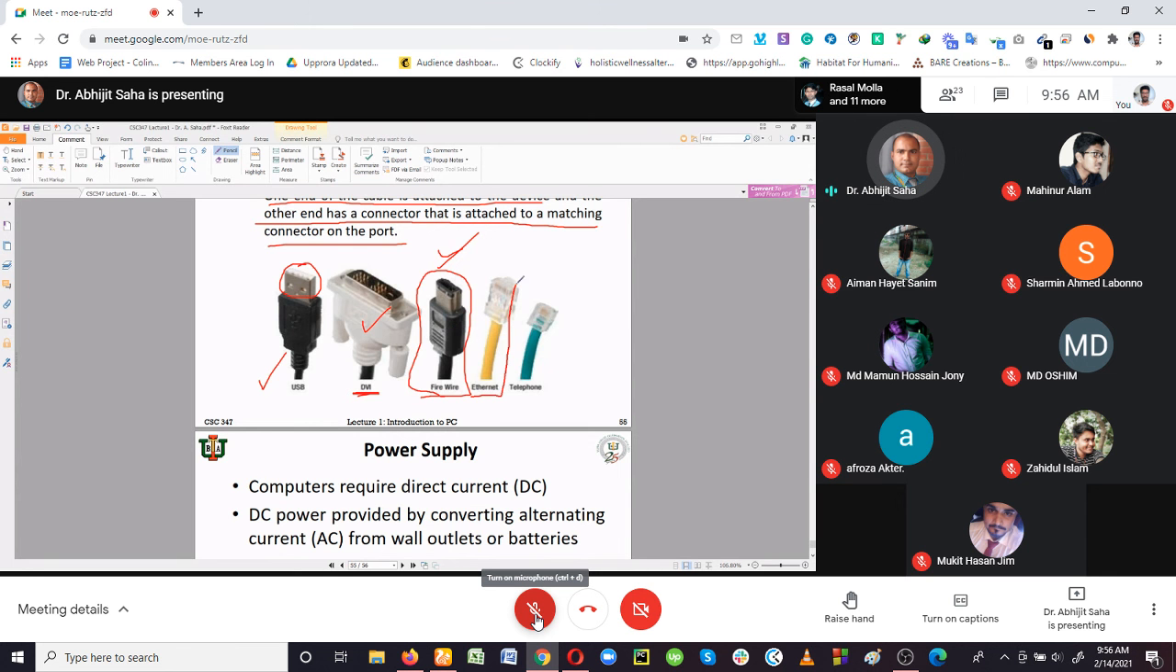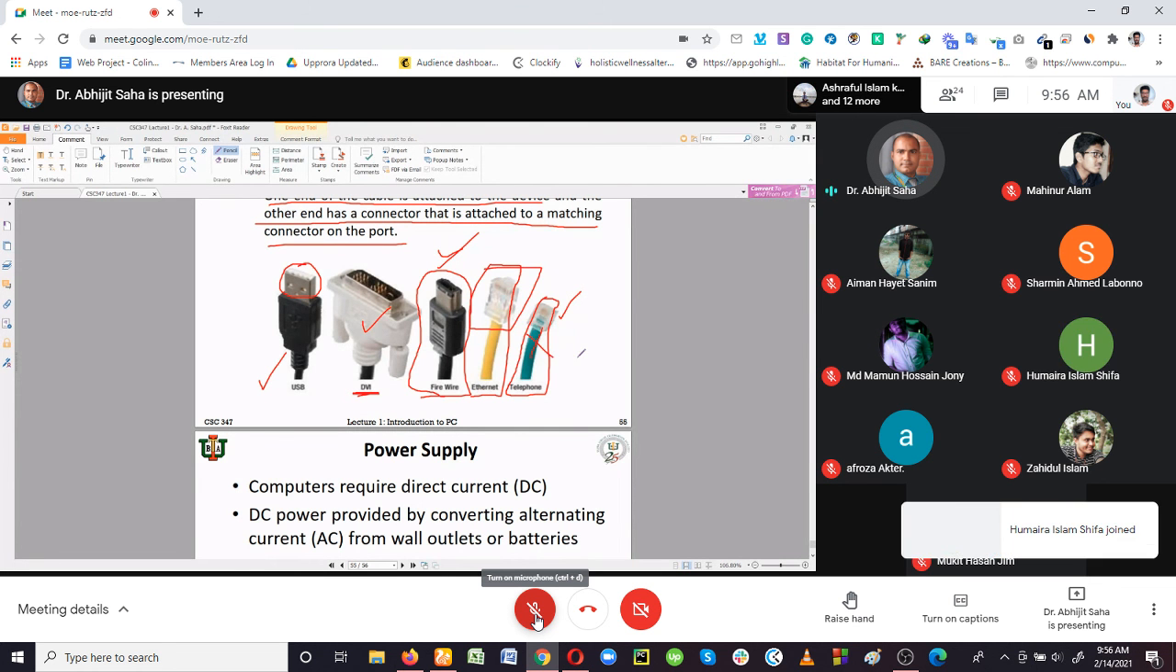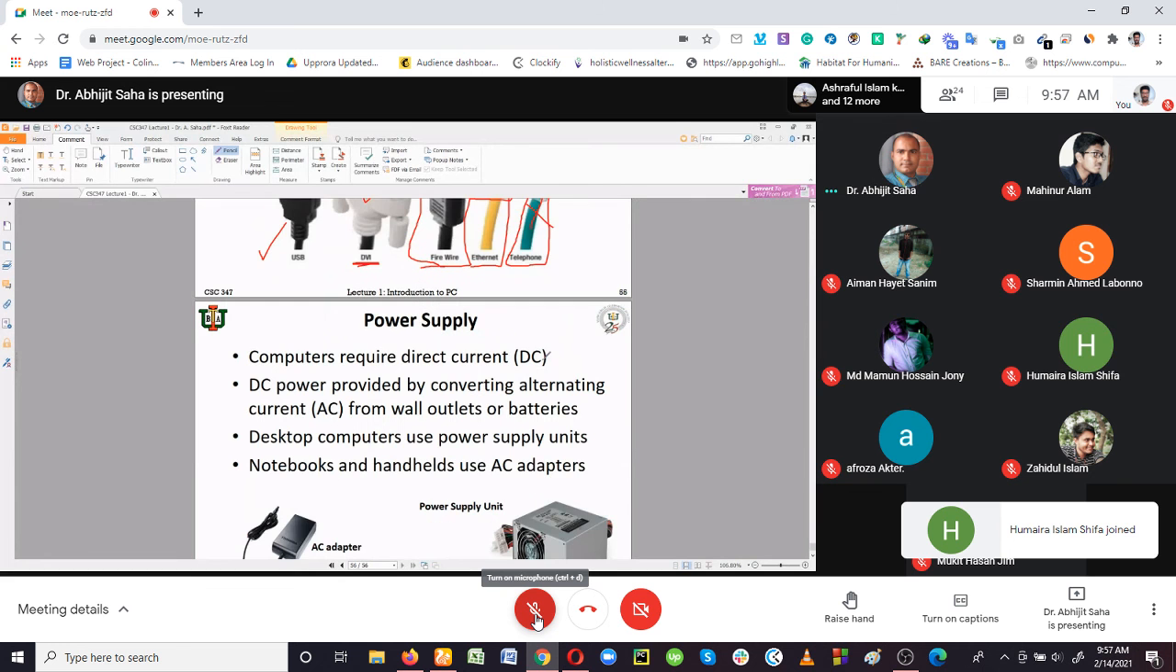And this is the Ethernet cable. So this is the RJ45 connector that I was talking about. If you have an internet connection at your home, you will see that this connector is there. And then this is the telephone line, right? That is the RJ11. We used it previously for internet purposes, but these days we are not using it for the internet or in our computer.